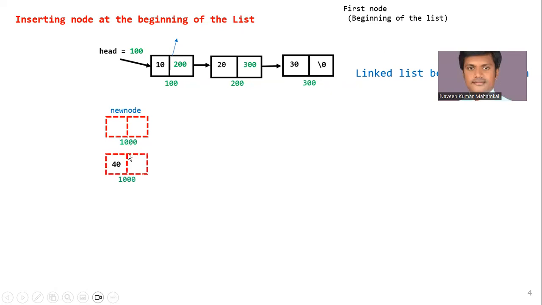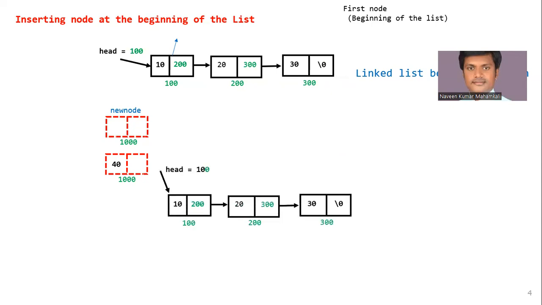Then we have to insert the data. Assume the data is 40. The user enters the data 40, and 40 is stored in the data field. Already you know this is a singly linked list, and head is pointing to the first node. Now we have to insert this node at the beginning. To achieve this, we write new node link equal to head. As a result, this new node is pointing to the first node of this list.